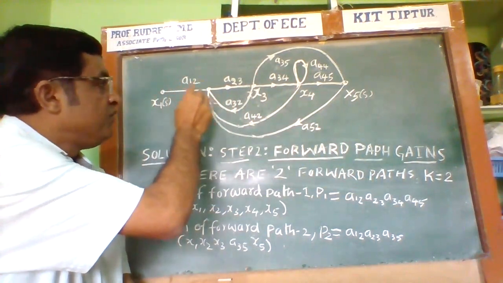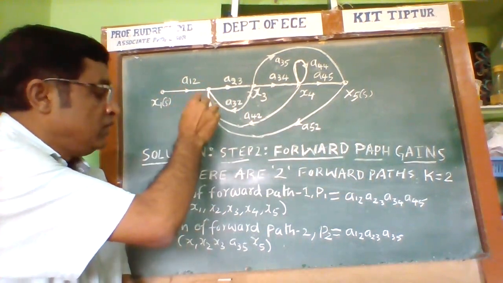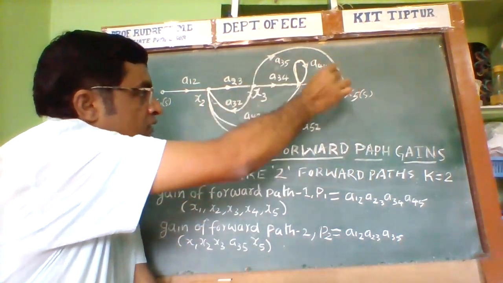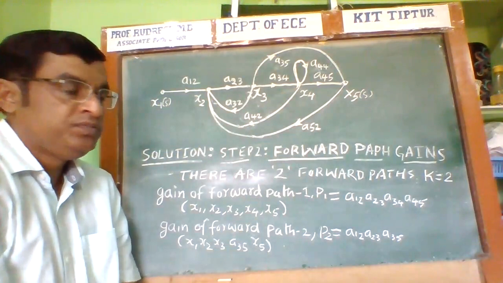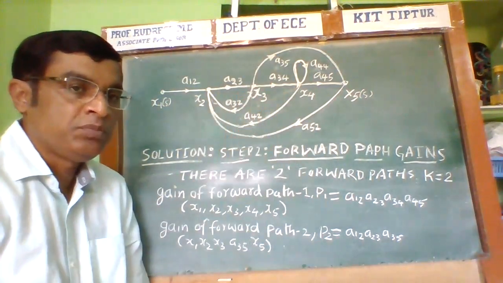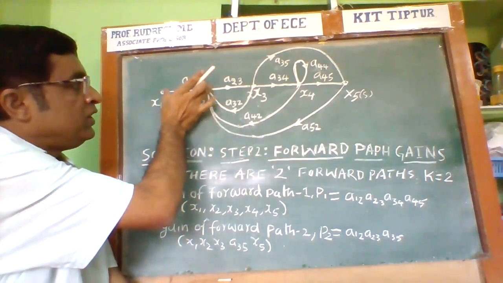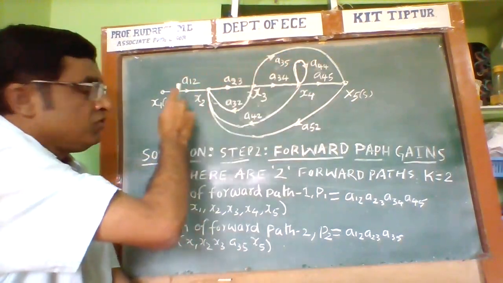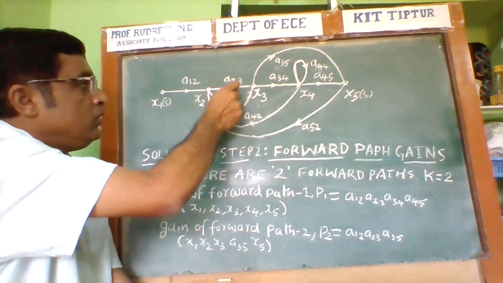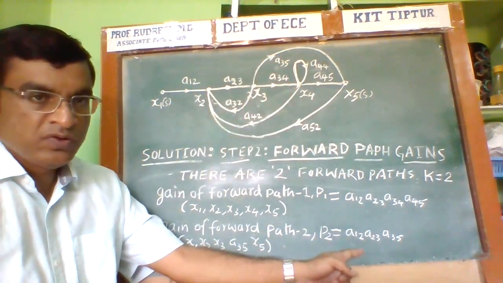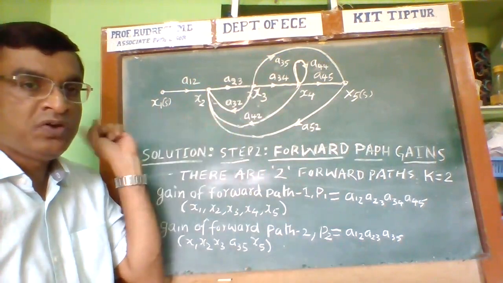Similarly, there is another path that starts from the x1 node, goes to the x2 node, x3 node via A35, and then x5. This is the second forward path. The second forward path gain is the multiplication of the branch transmittances, so A12, A23, and A35 is the gain of the second forward path. There are only two forward paths.